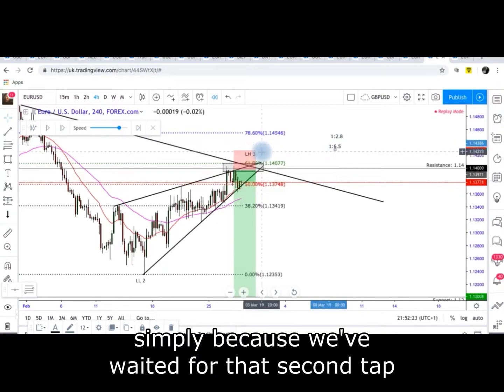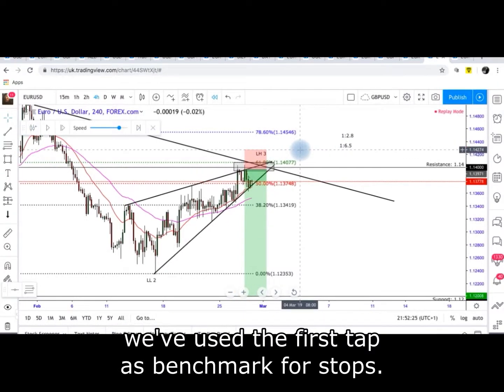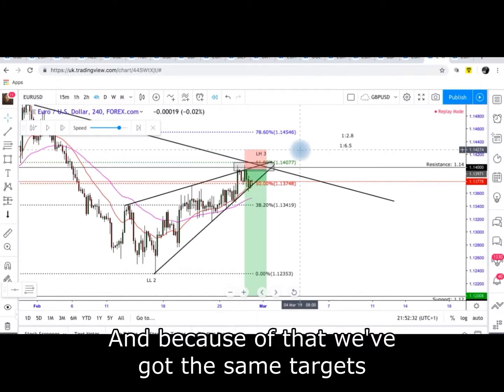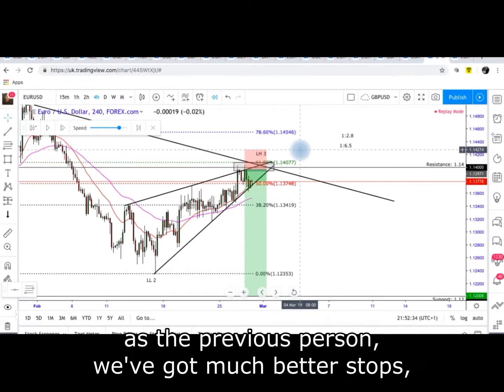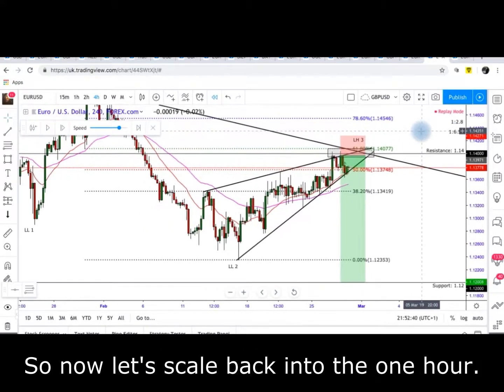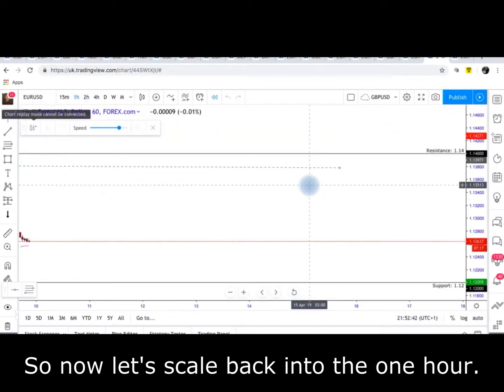Which is so much better than a 1 to 2.8, simply because we've waited for that second tap. We've used the first tap as a benchmark for stops. We've placed 30 pips above to allow enough breathing room. Because of that, we've got the same targets as the previous person, but much better stops, which allows us to have a much better reward. So now let's scale back into the 1 hour.